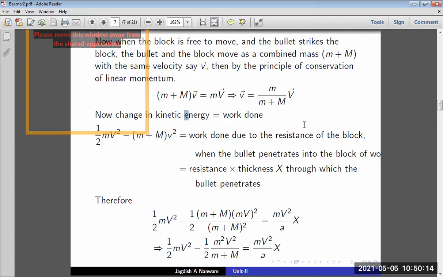So here through this example, you see the beautiful application of this linear conservation of momentum and all those. Next example.